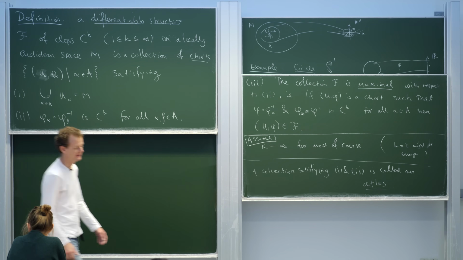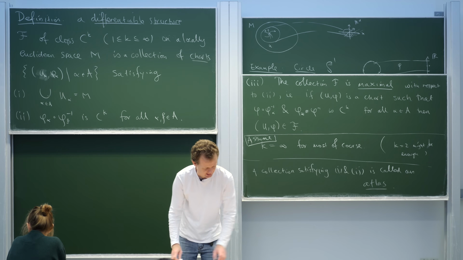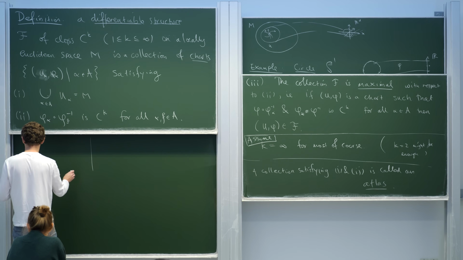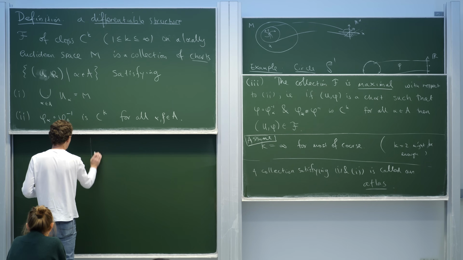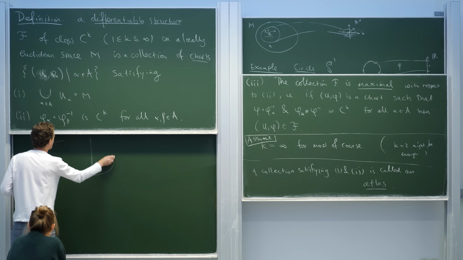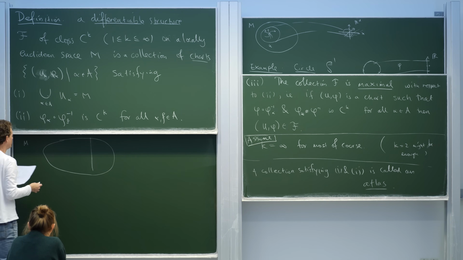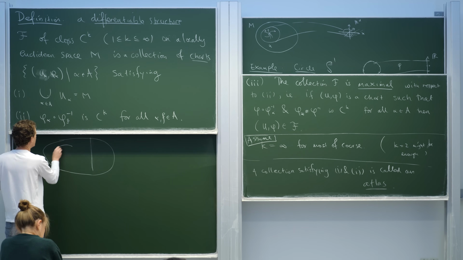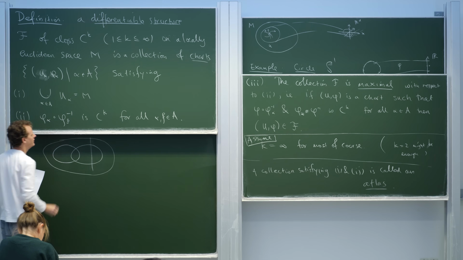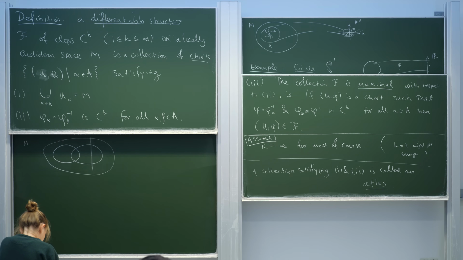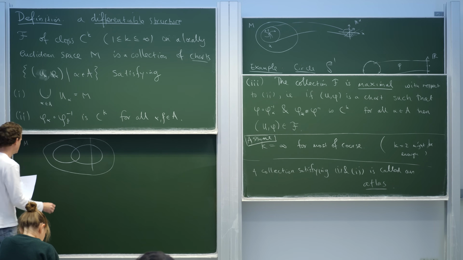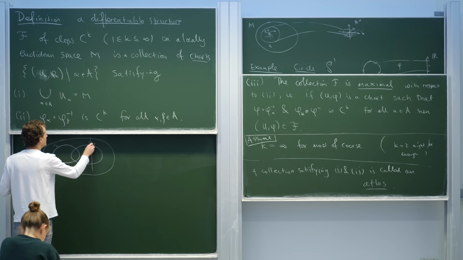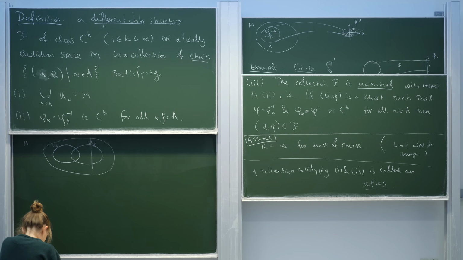I'd certainly be remiss if I did not draw the picture underlying this definition. Here's M, our locally Euclidean space with differentiable structure, F. The pieces in this definition are usually illustrated in any book that you care to obtain in the following way. We have a U alpha and a U beta. These two neighborhoods intersect. They have a non-trivial intersection.